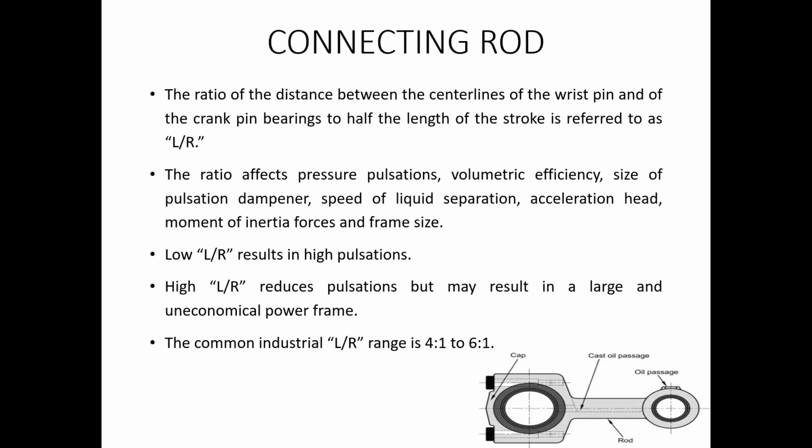So this ratio has to be kept within a permissible limit, and the common ratio range is 4:1 to 6:1. So we can keep the range as 4:1 up to 6:1. Within this range, all these effects will be minimized. Whereas if the ratio is lesser or greater, then it may cause some uneconomical challenges.